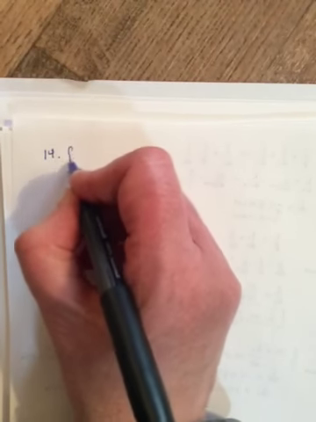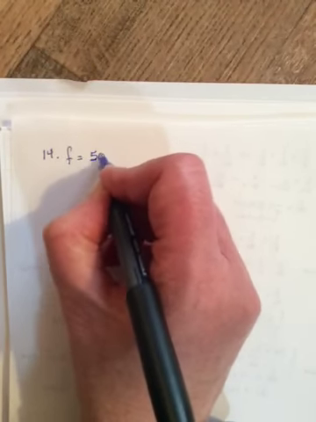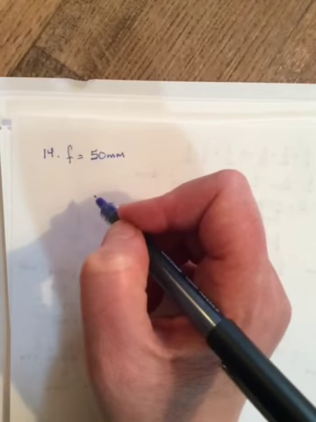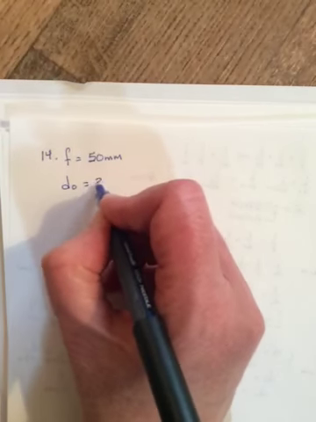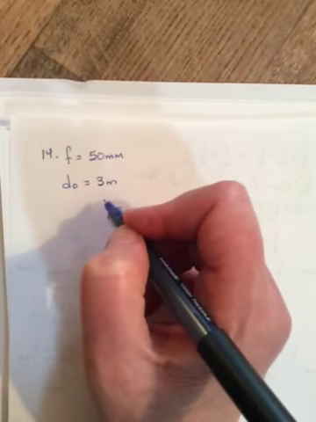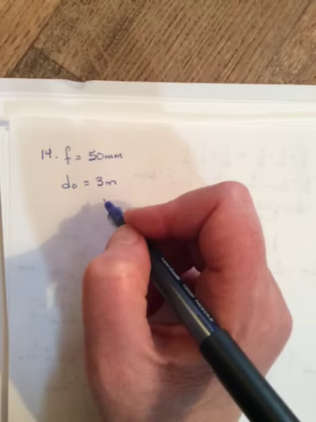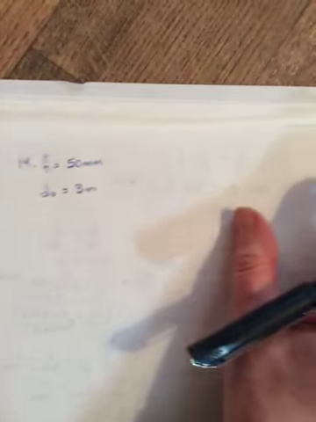All right, number 14. Camera lenses are described in terms of their focal length. A 50 millimeter lens has a focal length of 50 millimeters, imagine. So f is 50 millimeters. A camera is focused on an object that's 3 meters away. Do is 3 meters. Using the 50 millimeter lens, locate the position of the image.